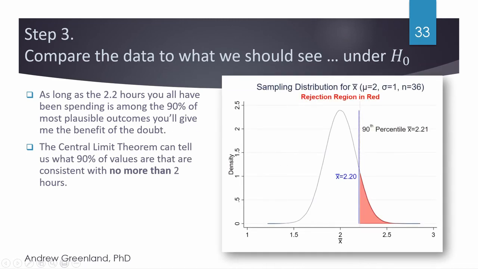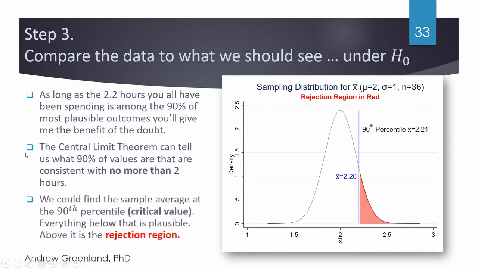All right, so all I'm going to do here is plot out what the central limit theorem would say. It's going to be normally distributed around 2 with a standard deviation of 1 divided by the square root of 36. And what we're going to do here is identify both the rejection region and where our sample average falls. So we said you're only willing to confront me if you're 90% certain that I've misled you. So if you're 90% certain, what we need to do is find the 10% of values that are inconsistent with my claim that you would have less than or equal to 2 hours.